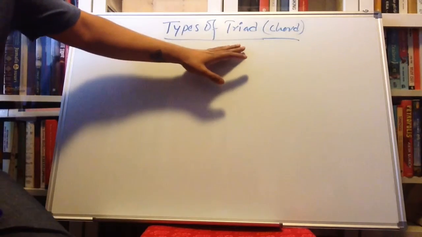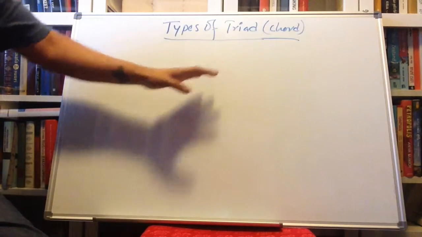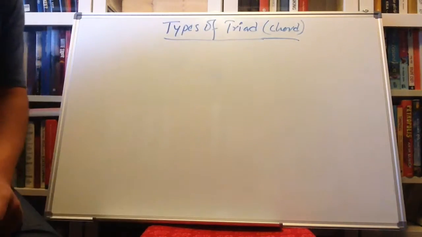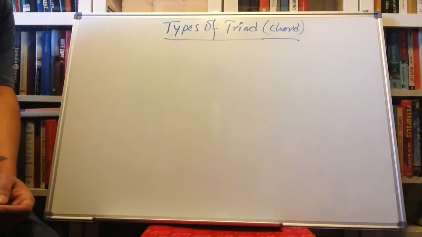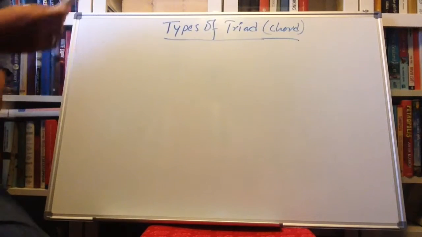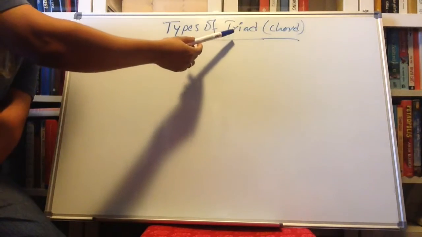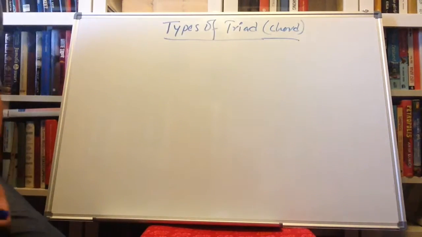Today we have types of triad. A triad is a chord, and a chord made by three notes. It's called a triad. There are chords with four notes as well. They are like seventh chords, but we are not going there today. We are just focusing on types of triad, that is, chords with three notes.